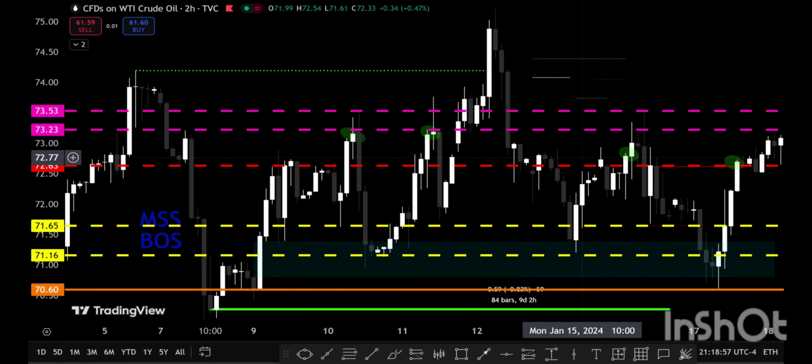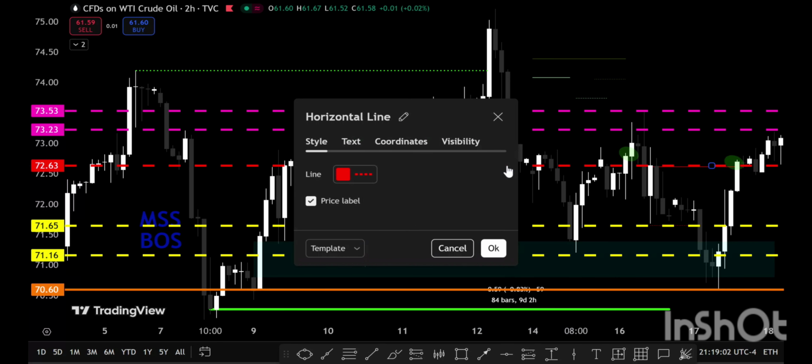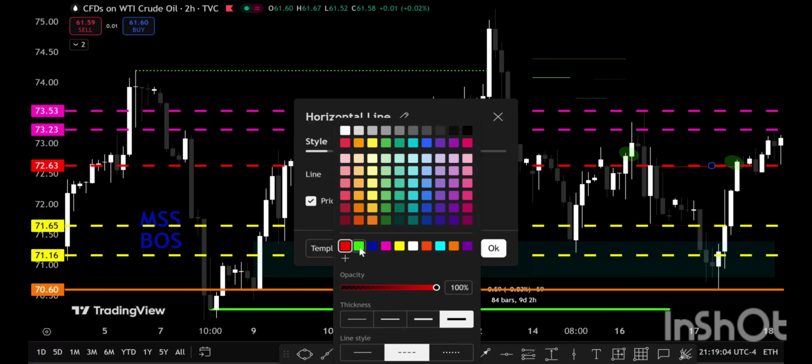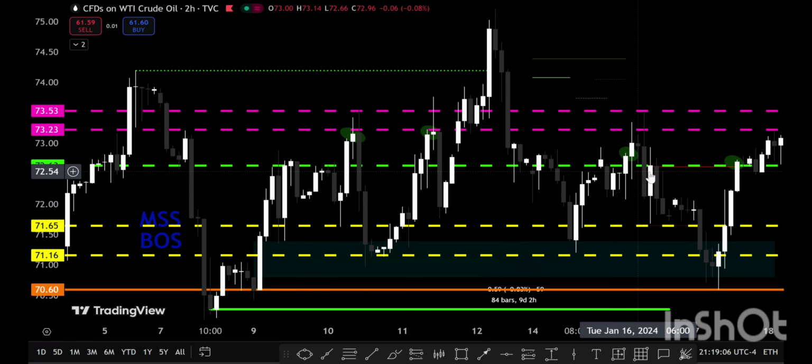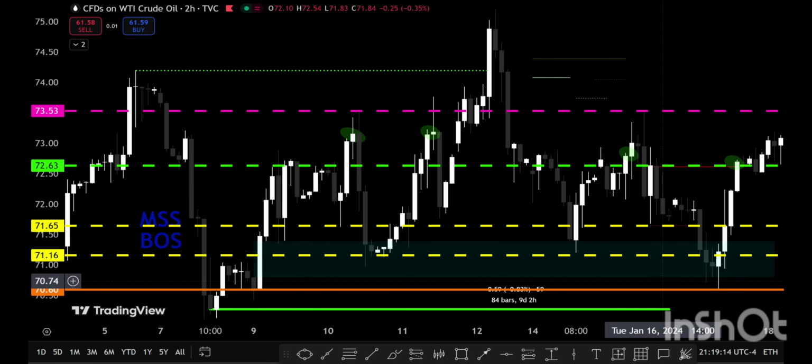Okay, boom. So, oh, it's supposed to be green. Sorry. This is a buy. So we're in two buys right now. Okay. This buy, this was hit right here. So we're going to delete this.